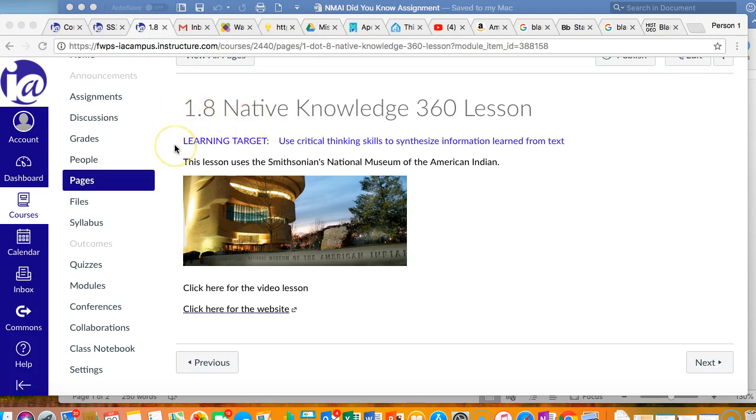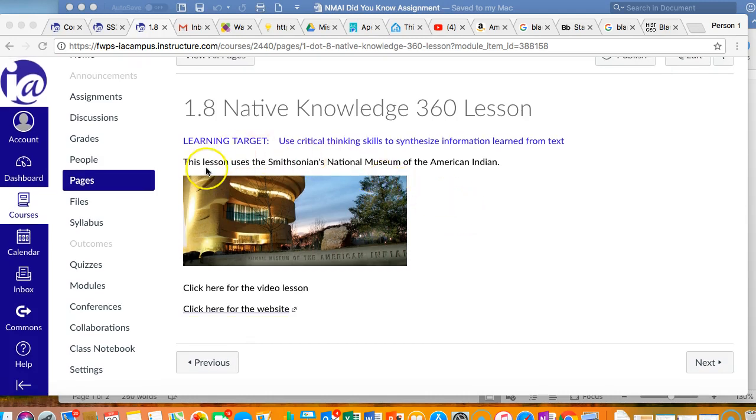Let's first start with our learning target, which reads that you are going to be able to use critical thinking skills to synthesize information learned from the text. So you're going to be using higher order thinking skills to synthesize information that you read. And synthesize means that you take something that you have learned, and you put it into a different form. We're going to talk about that here in a moment.